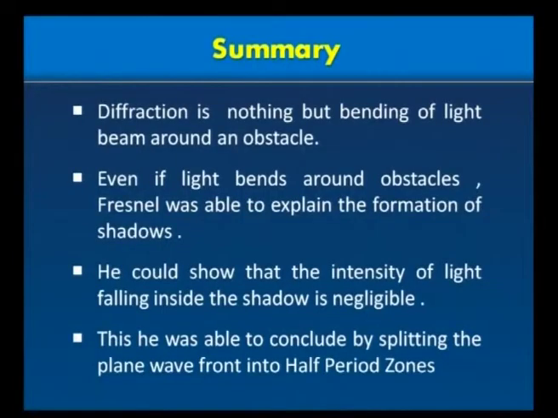And so, we will now pass on to the summary session of this lecture. Diffraction is nothing but bending of light beam around an obstacle. Even if light bends around obstacles, Fresnel was able to explain the formation of shadows. He could show that the intensity of light falling inside the shadow is negligible. This is how he was able to conclude, by splitting the plane wave front into half period zones, that the intensity becomes equal to 0.